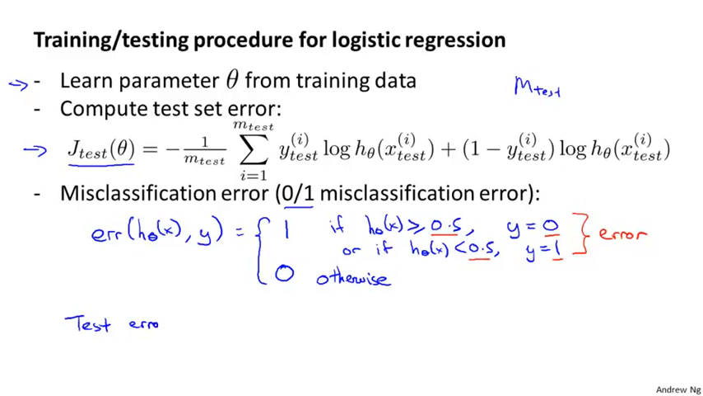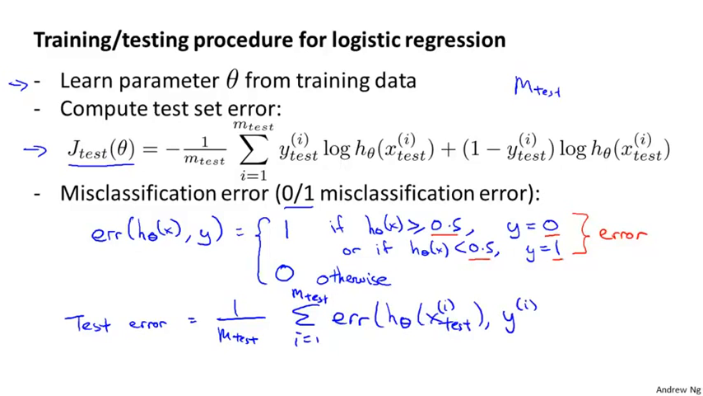We could then define the test error using the misclassification error metric to be 1 over m test of the sum from i equals 1 to m subscript test of the error of h of x i test, comma y i. And so that's just my way of writing out that this is exactly the fraction of the examples in my test set that my hypothesis has mislabeled. And so that's the definition of the test set error using the misclassification error or the 0-1 misclassification error metric.